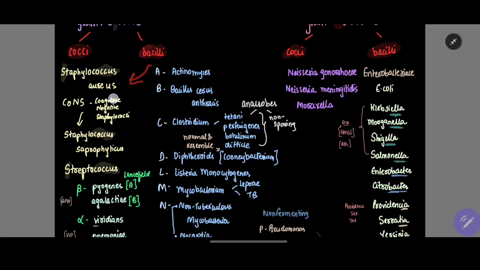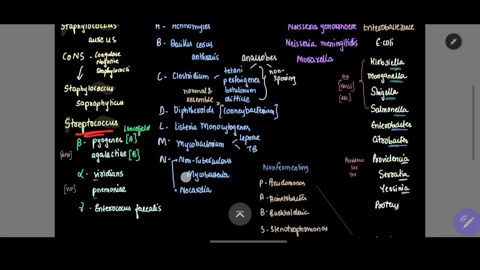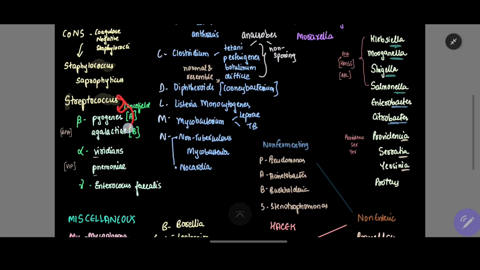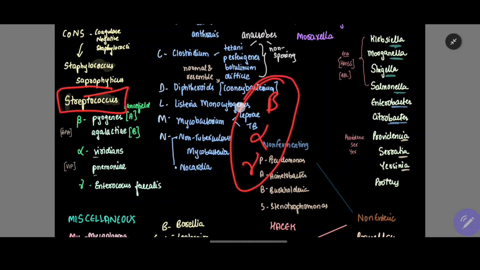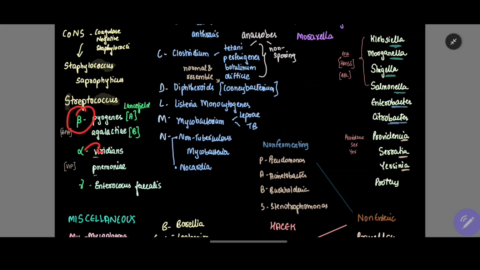That's why it's not grouped under these. The rest of these, like Staphylococcus saprophyticus, come under CONS. Next is your Streptococcus. There are different ones like Streptococcus pyogenes, Streptococcus agalactiae, Streptococcus viridans, Streptococcus pneumoniae, and Streptococcus enterococcus. Streptococcus is divided into beta, alpha, and gamma. There are various classifications. This is one of them. This is based on the hemolytic property. It is classified into beta hemolytic, alpha hemolytic, and gamma hemolytic.